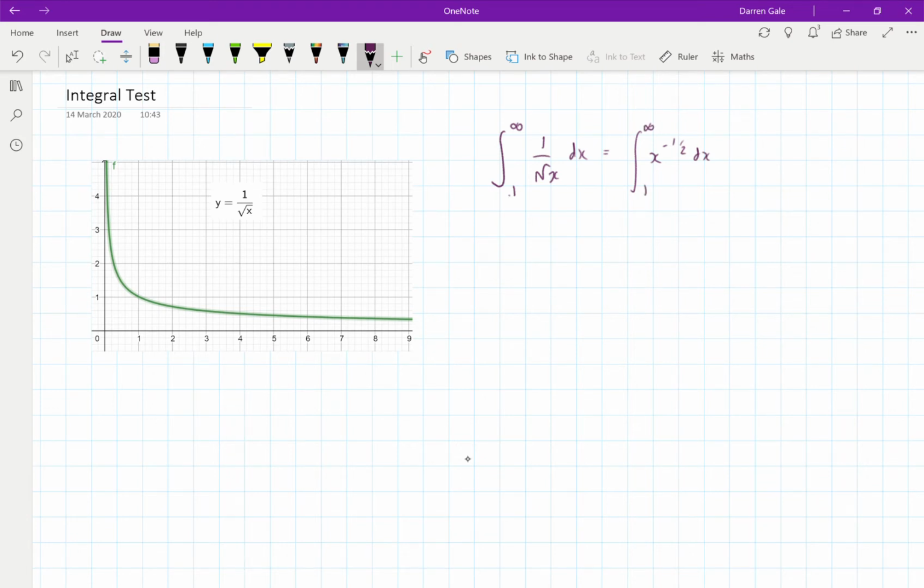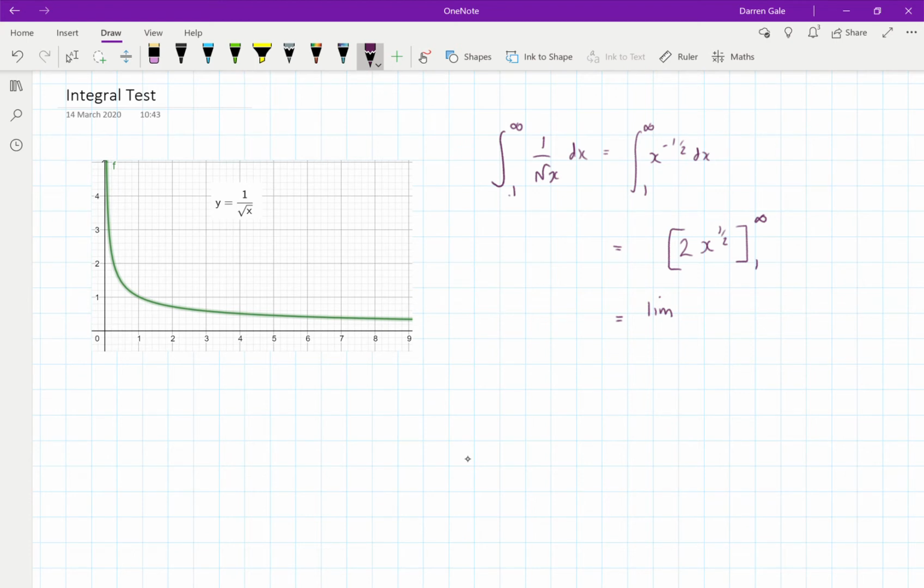So obviously I can integrate that. I add 1 to the power, I get x to the half, and divide by the power, I get 2x to the half. Let me just differentiate that to make sure. I get x to the minus a half times a half. Yeah, it should work. So that's between infinity and 1.